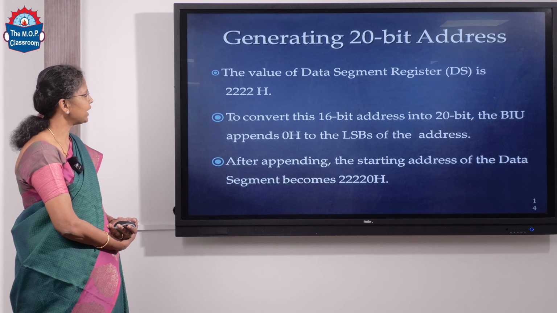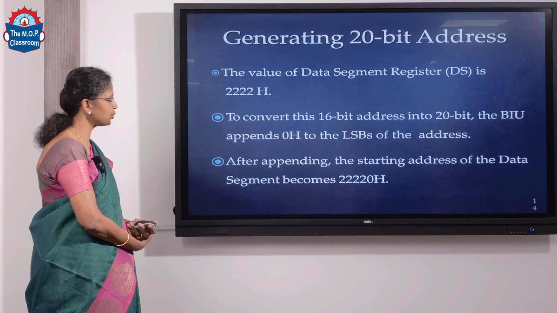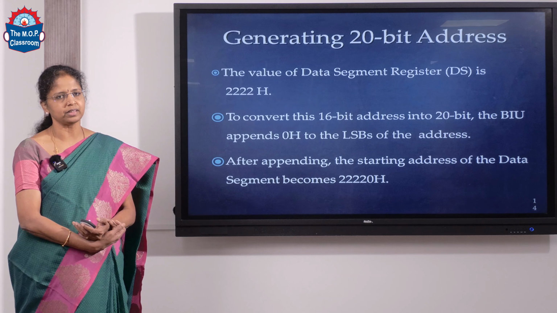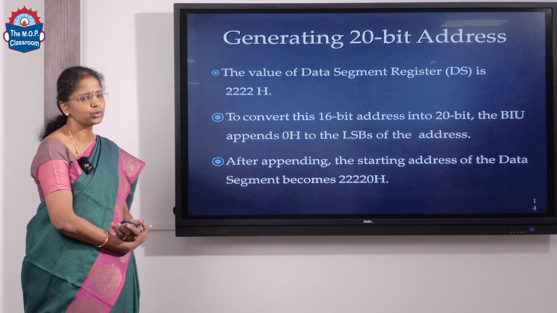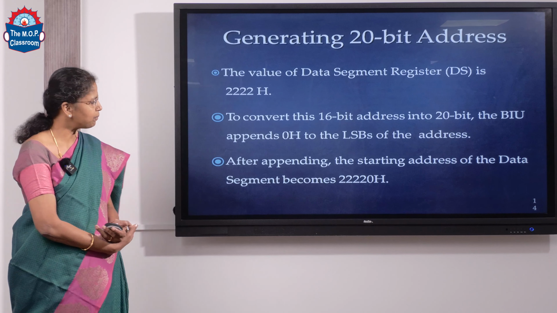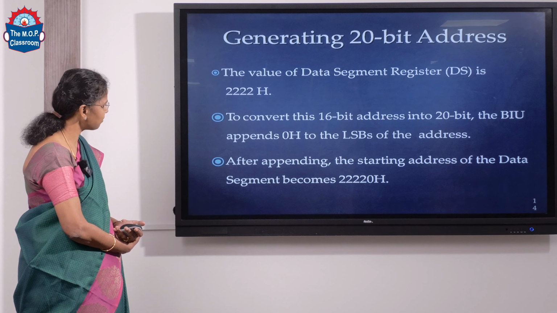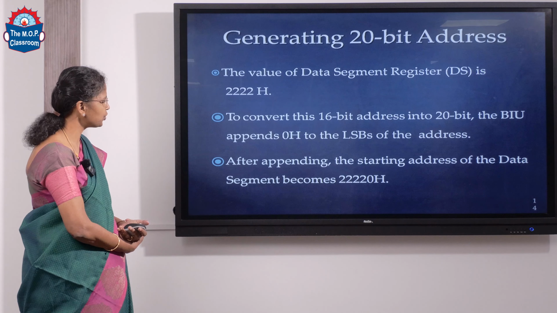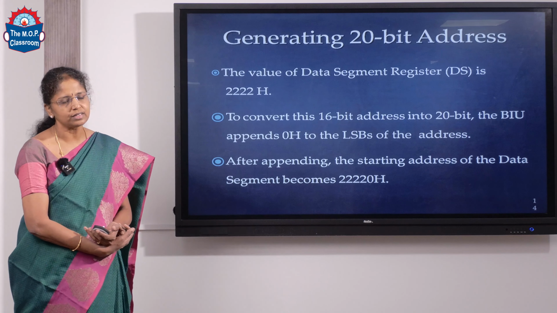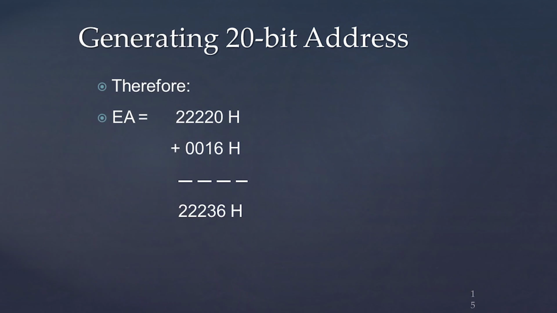So we know that the value of the data segment register is 2222H. Now we need a 20-bit address. For that, the first step is we have to append 0 to the value in the data segment register. So when I append a 0, what will happen? Here we already have 2222. When we append 0, it will become 22220H. Okay. Next, what do we have to do?